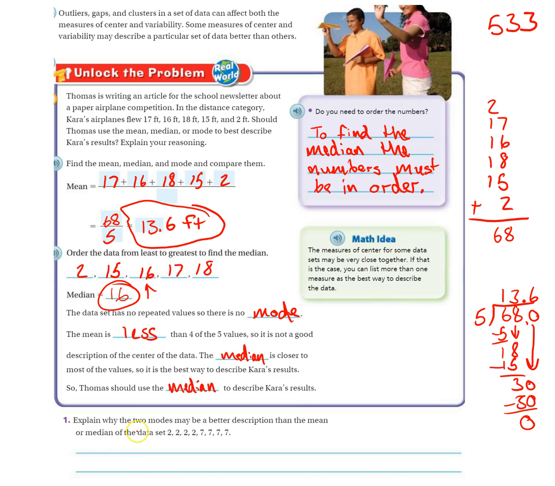Okay, number 1, explain why the 2 modes may be a better description than the mean or the median of the data set. Okay, so the mode, or in this case modes, because 2 comes up 4 times and 7 comes up 4 times, so they would have 2 modes, 2 and 7. So the modes would represent all of the data.